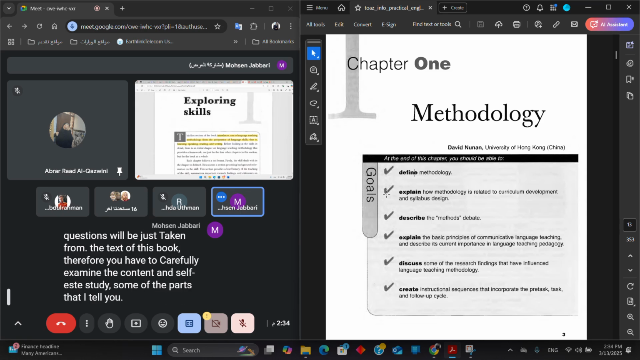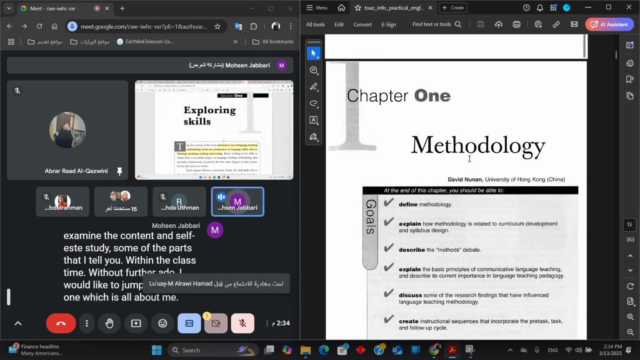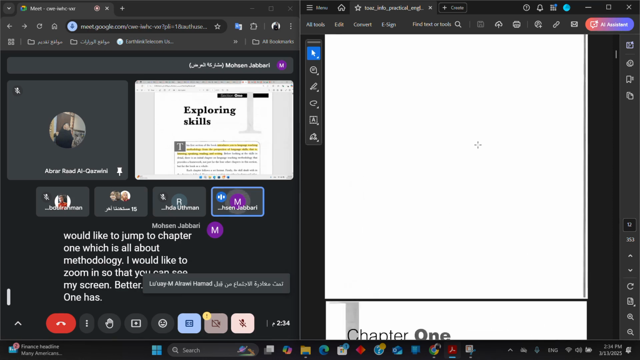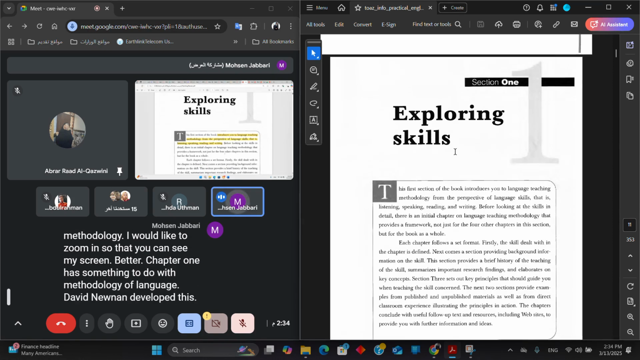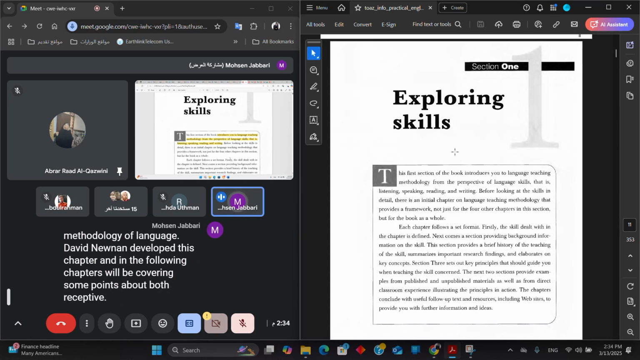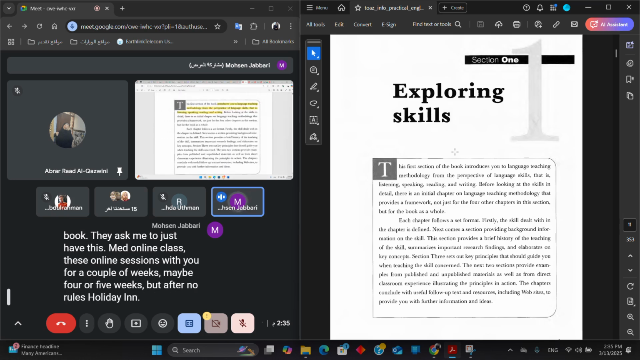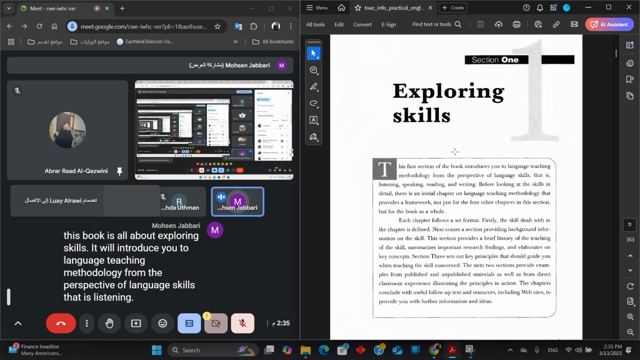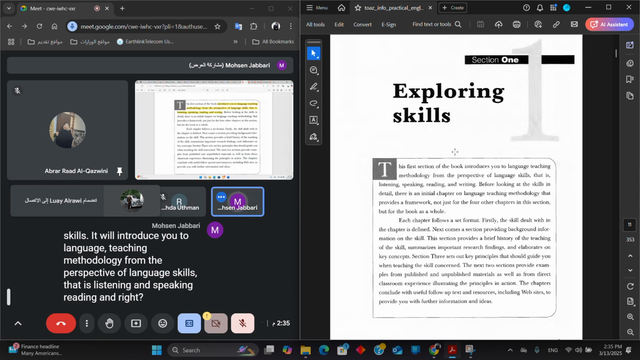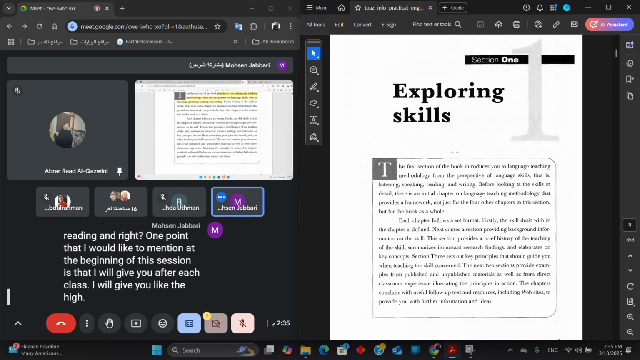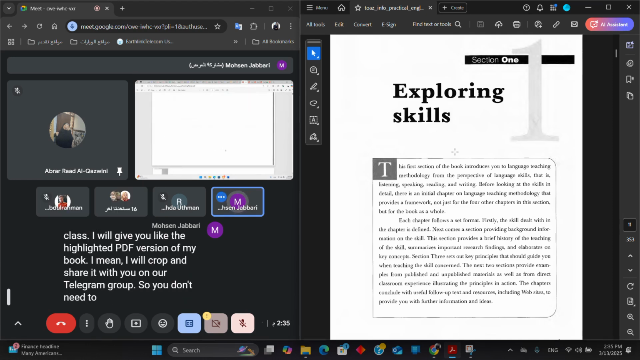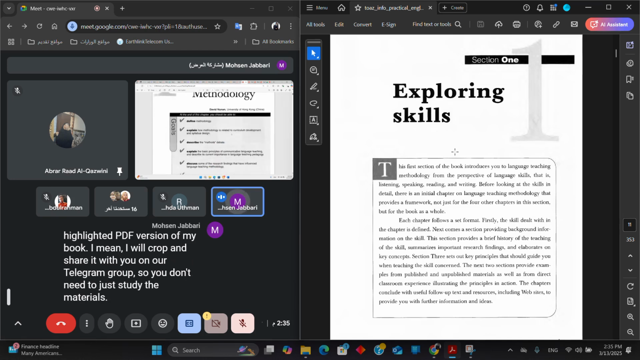You may see that section one or chapter one of this book is all about exploring skills. It will introduce you to language teaching methodology from the perspective of language skills, that is, listening, speaking, reading, and writing. One point that I would like to mention at the beginning of this session is that after each class, I will give you the highlighted PDF version of my book. I mean, I will crop and share it with you on our Telegram group. So you don't need to study the materials which are not covered within the class time.